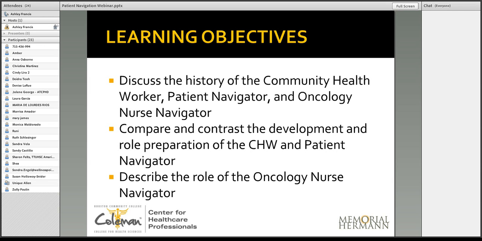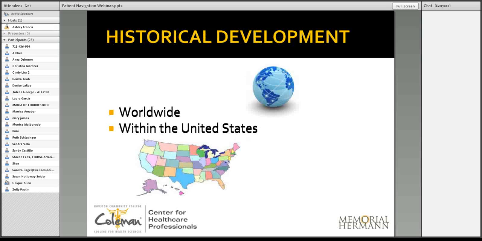To meet the first objective, I want to present just a few background facts concerning the worldwide development of the patient navigation role as well as the community health worker. The first documentation for the community health worker was found in the 17th century in Russia, where they were called fielders, and they provided basic medical care to military personnel in the field as well as to marginalized communities.